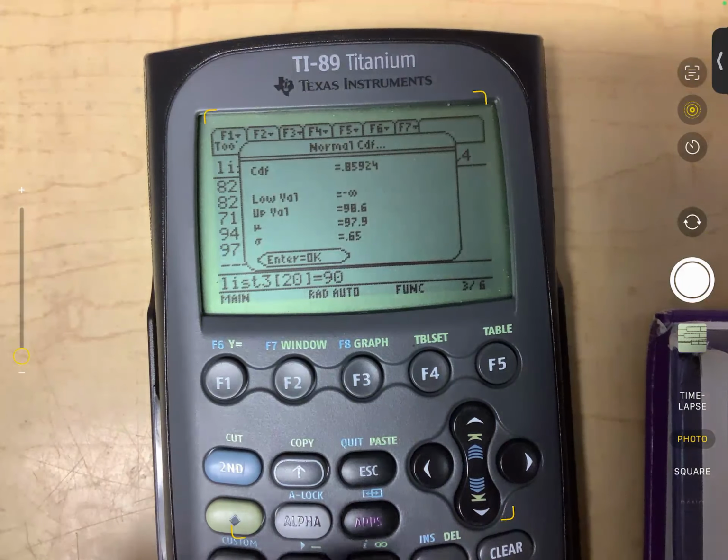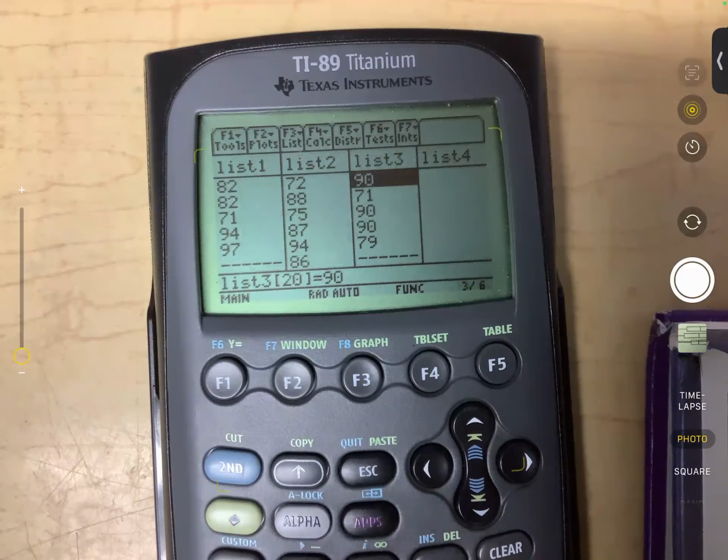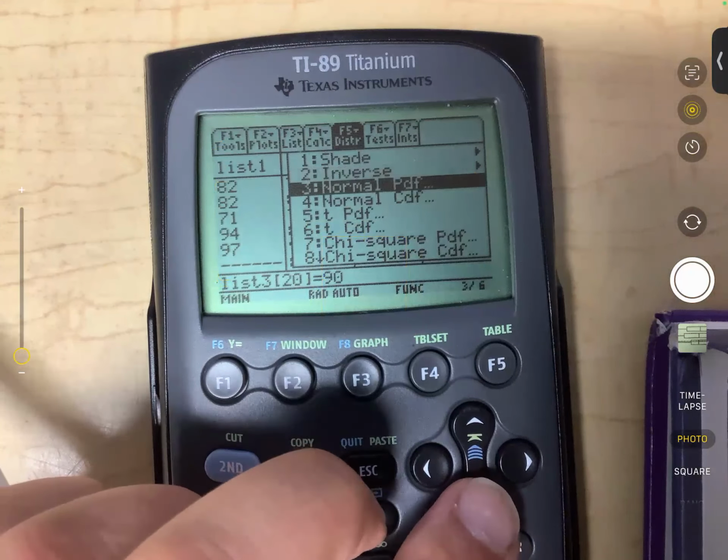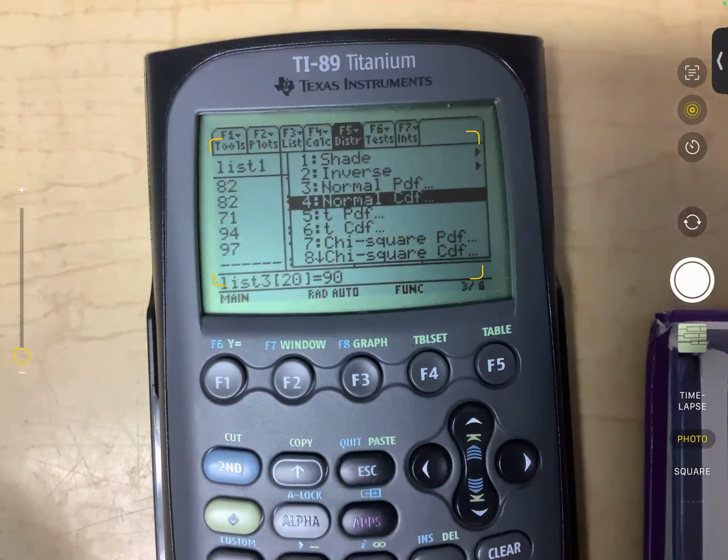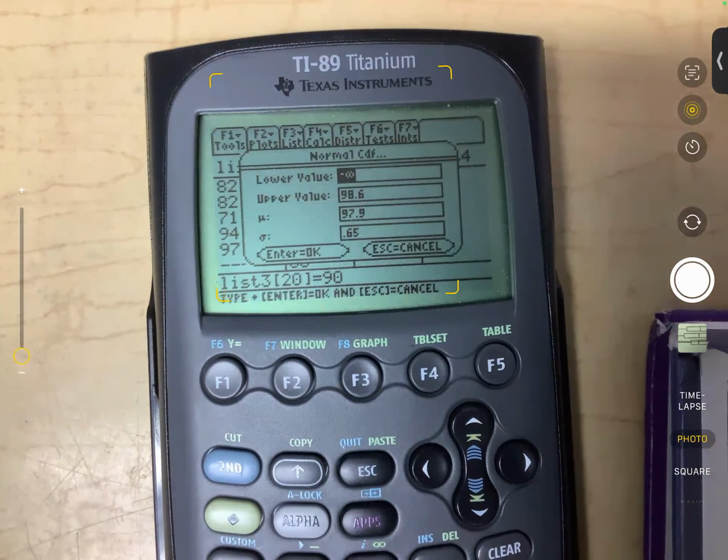Okay, pretty easy to use. I'm going to go back in right away. The normal CDF. If you had two actual cutoffs, maybe I want to know what percent of temperatures are between 97.9. Actually, that's the mean. I don't want to use that exactly. But 97.7 and 98.6. I could easily put in both a lower and upper value. I can hit enter a couple times and get a result.